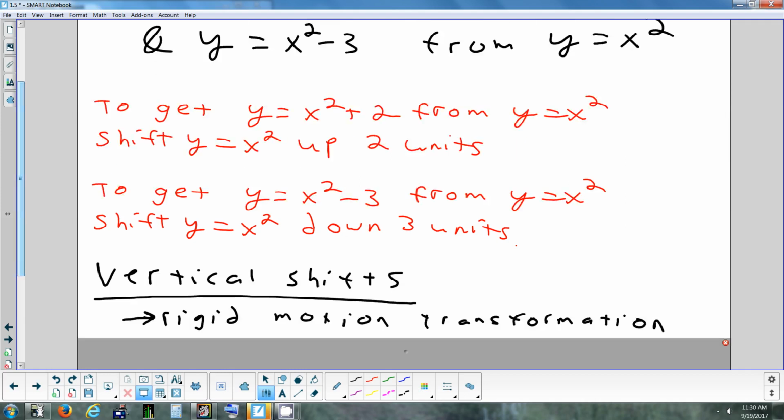So this kind of transformation is called a rigid motion because it's not taking what you have and stretching it. It's not distorting it. It just takes exactly what you have and puts it somewhere else. Okay, that's it.